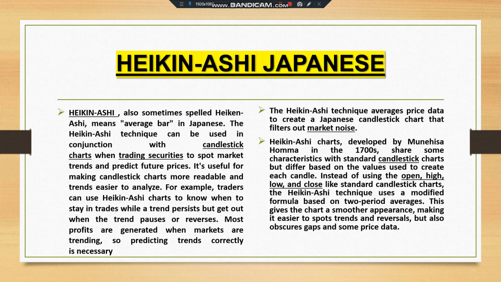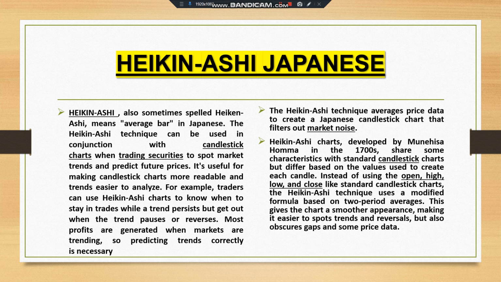This is the basic information on the Heikin-Ashi Japanese candle. It's sometimes spelled as Heiken-Ashi, meaning average bar in Japanese. The Heikin-Ashi technique can be used in conjunction with a candlestick chart when trading securities to spot market trends and predict future prices. It is useful for making candle charts more readable and easier to analyze.